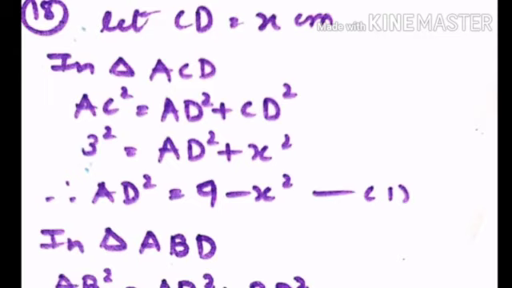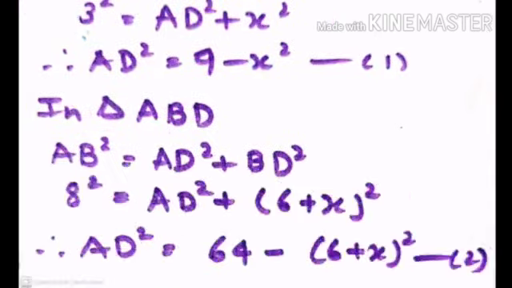Now in triangle ABD, that is the full big triangle, we will apply our Pythagoras theorem. As AB is the hypotenuse, AB square is equal to BD square plus AD square. Now BD is what? 6 BC plus CD, that is X. So we apply here 8 square, substituting value, 8 square is equal to AD square plus BD is 6 plus X whole square. Here also AD is there, so we write our answer in the form of AD square is equal to 8 square, 64, minus 6 plus X whole square. This is our number 2 result.